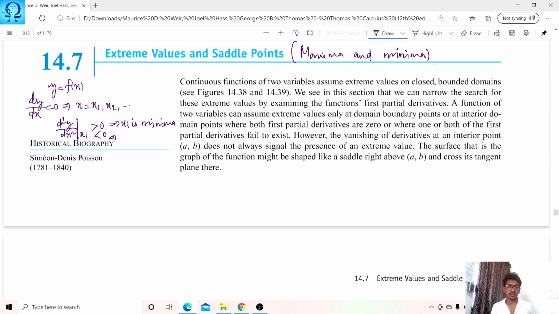and if this is a negative quantity, then xj is a maxima. Let me write them as xi and xj. The corresponding value of the function when x is xi is called the minimum value of the function, and this is called the maximum value of the function. And suppose you have a graph like this.